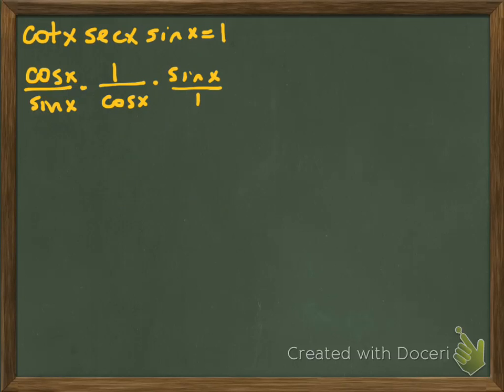What's going to happen here? The cosines cancel, the sines cancel, and we get 1 equals 1. And our work here is done. Get it? Well, there was nothing else to do. Different things will work on different ones depending on what the initial setup is.